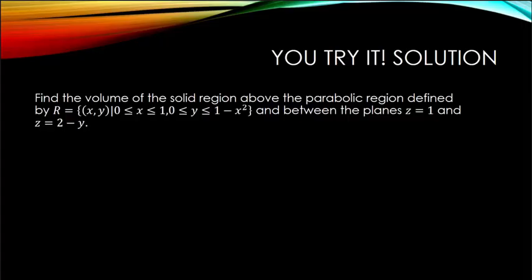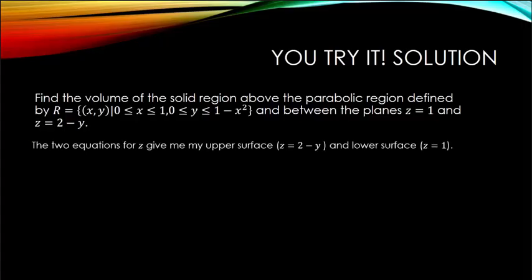I want to find the volume of this solid region above another parabolic region that's defined between 0 and 1 in x and between 0 and 1 minus x squared in y, that lies between the planes z equal 1 and z equal 2 minus y. The two equations for z give me my upper and lower surfaces. The upper surface is z is equal to 2 minus y. The lower surface is z is equal to 1.